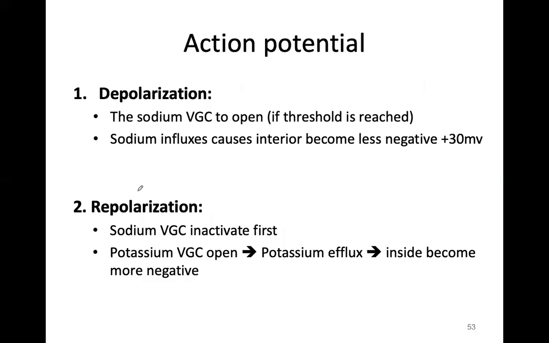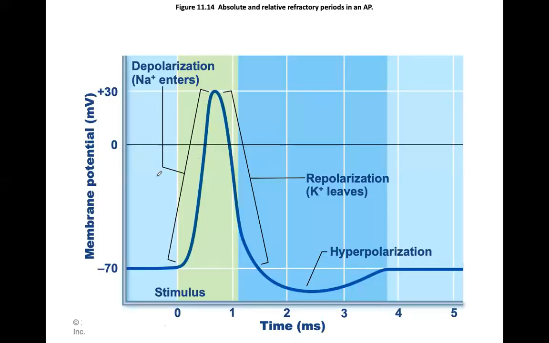So depolarization. During the depolarization phase, your sodium VGCs are gonna open if you have reached the threshold of magic -55 millivolts. Sodium is gonna influx and cause the interior of the cell to become less negative and actually move it all the way to +30. So look at your picture. You're going basically from -70 up to the threshold, which is maybe not depicted as well here, and then eventually reaching a +30. So at this peak, right here, there's a couple of changes that are going to happen.